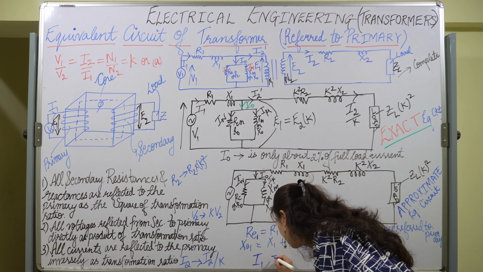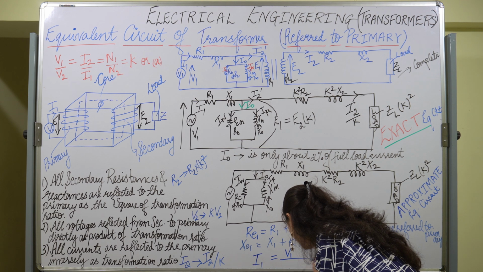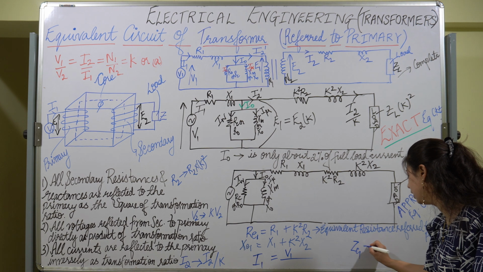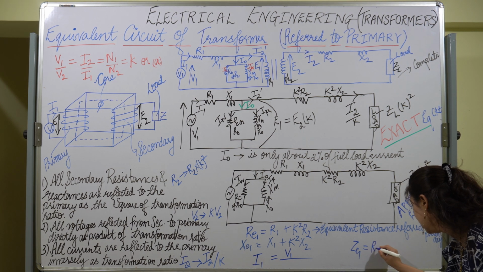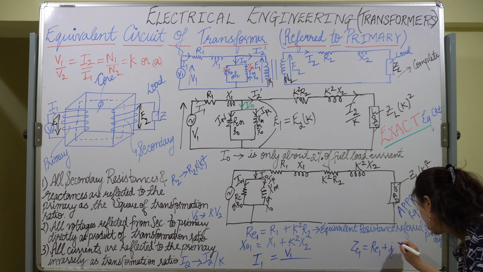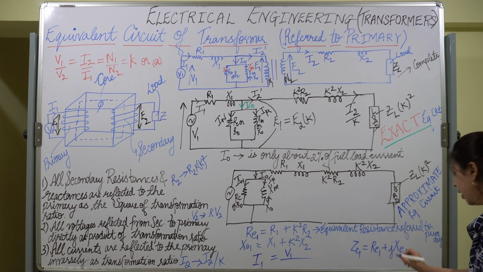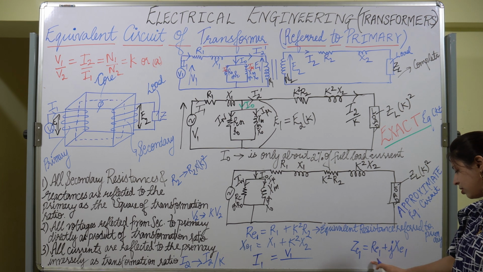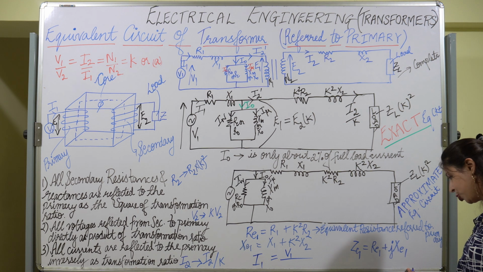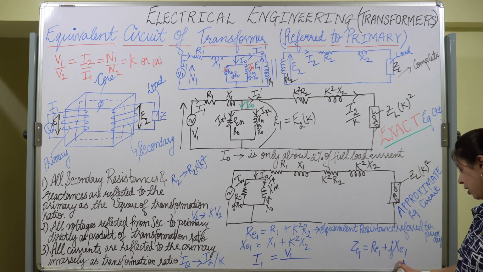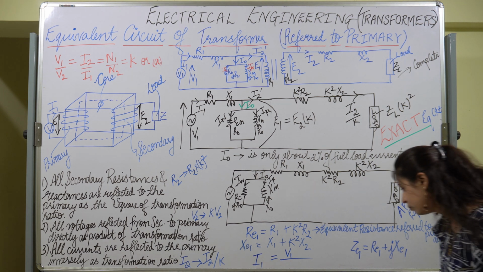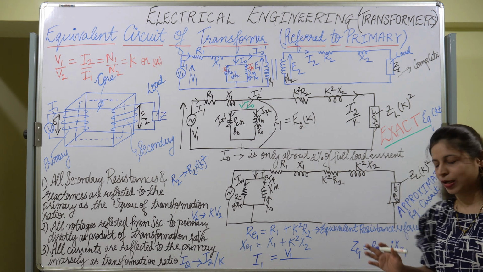I1 will be given by V1 upon Z equivalent 1, which is equal to RE1 plus JXE1. Okay, these are the vector representation, the complex form representation. So RE1 plus JXE1, always the reactance is denoted by J because it is the vector part. Okay, it is depicting the direction also actually.